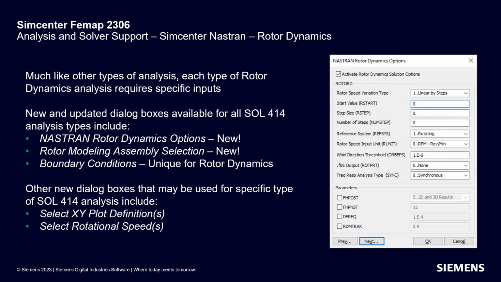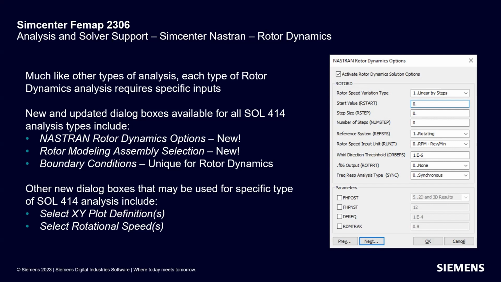The big one that's basically available for all of them is the Nastran Rotor Dynamics options. So basically you just turn this on at the top, then you specify your various things. This dialog box is new and it's available for all Solution 414 analysis types. Some other dialog boxes that may be used for specific types include the select XY plot definitions, which we talked about earlier, and select rotational speeds, which we talked about earlier in the pre-processing section.